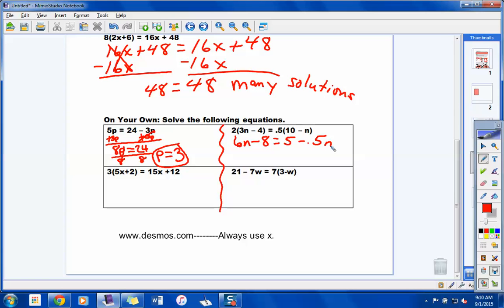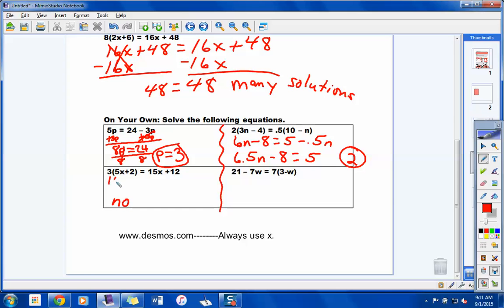Anybody? What'd you do, Emily? I added 0.5n to both sides. So on the left side, you would have 6.5n minus 8 equals 5. I agree. Then what'd you do? Then I added 8 to both sides, which is 13. And then took 13 and divided by 6.5, you get 2. Should get a nice value of 2. So if I were to put those in as lines, what would the first value of the point where those lines cross be? 2. Okay.